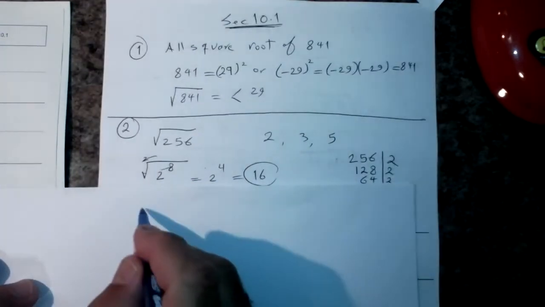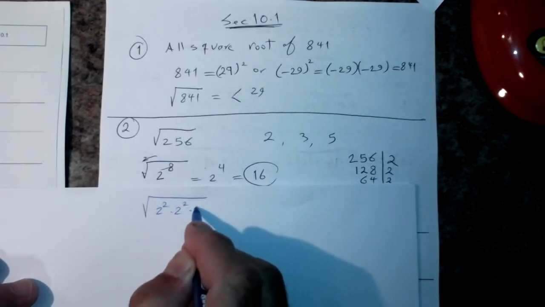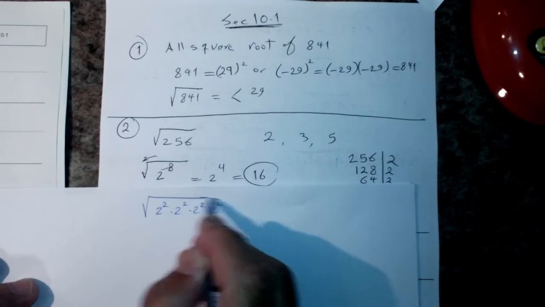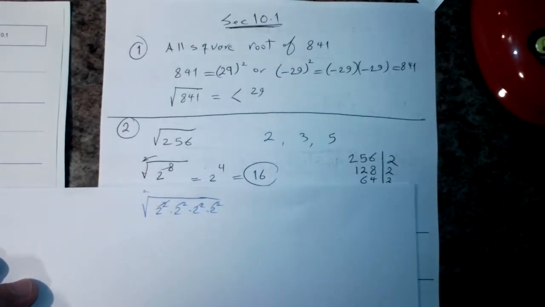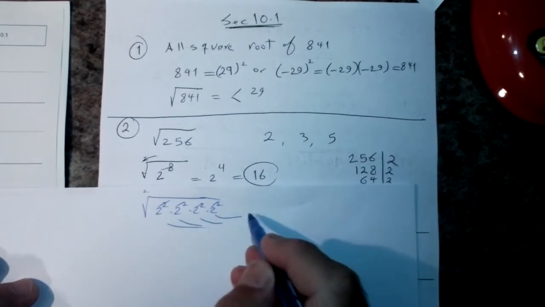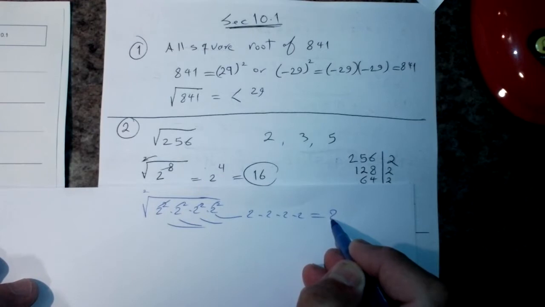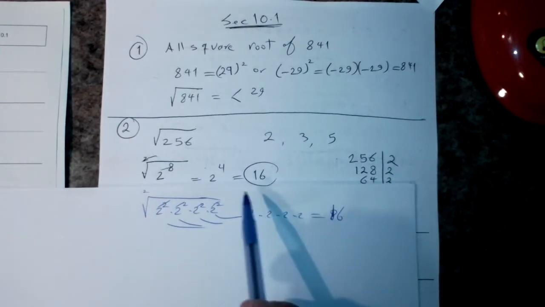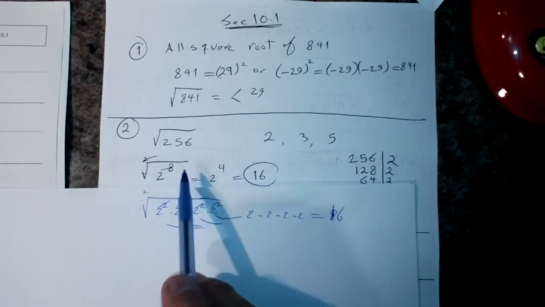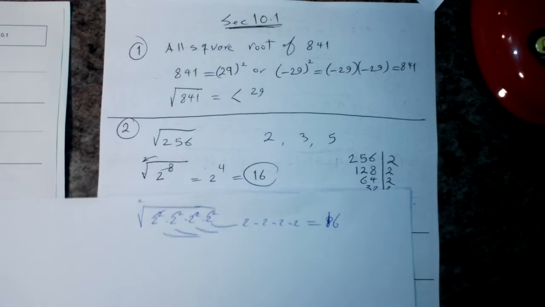Some people write it like this. Instead of 2 to the power of 8, they write 2 to the power of 2, 2 to the power of 2, like that. And then they say, okay, all these 2s cancel. So how many 2s are coming out? 2 times 2 times 2 times 2, or 16. Or it is easier to just write 2 to the power of 8 and divide the exponent by 2, and that would give you that 16.